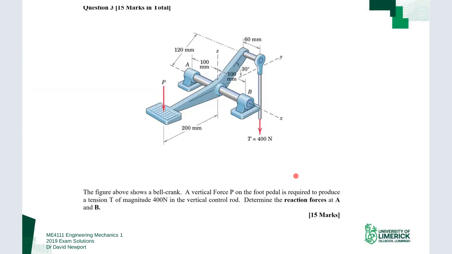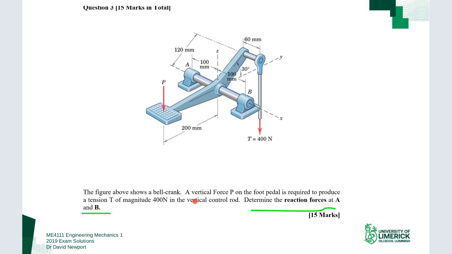Right, the next question, question three, again a 3D-looking problem. So we've got a bell crank. The vertical force P on the foot pedal is required to produce a tension T of magnitude 400 in the vertical control rod. So P pushes down there and it produces a force in that direction of 400 newtons. Okay, and it's supported there at A and at B. So again, with these, just always take stock and try to figure out, okay, what is going on? How do I understand this? And we're asked to determine the reaction forces at A and B.